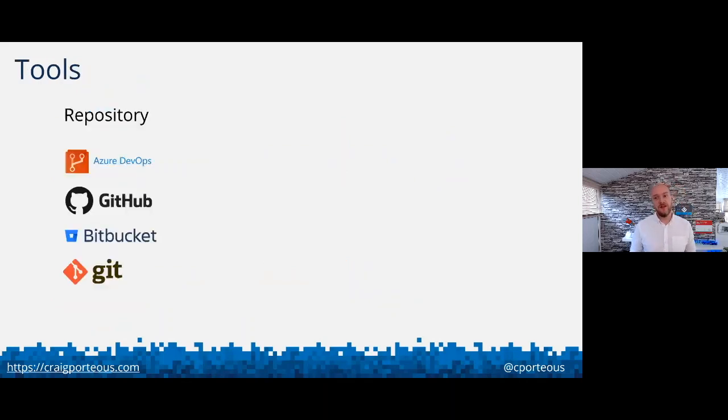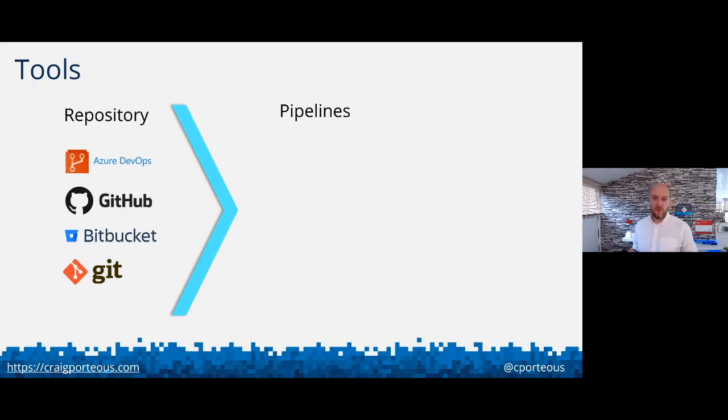So how do we deal with the artifacts? And these are the tools that we need to consider. You're starting off with your repository, your Git repository. We've got options of using Azure DevOps. You've got GitHub, there's Bitbucket in there, or any other Git-based source control.